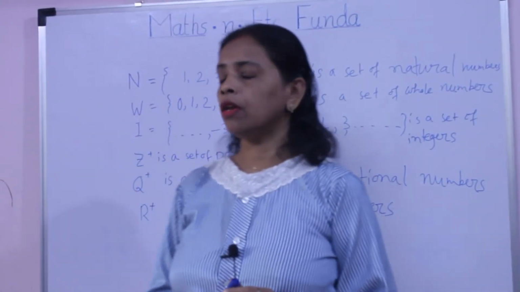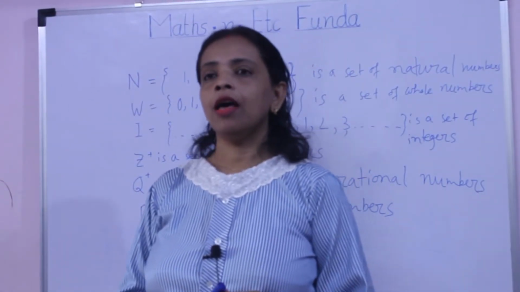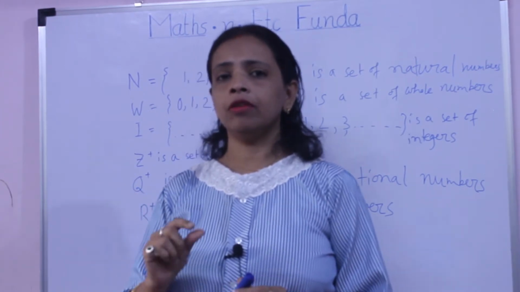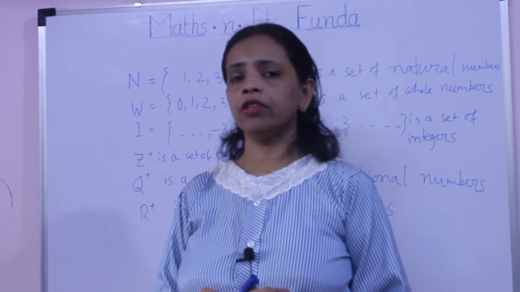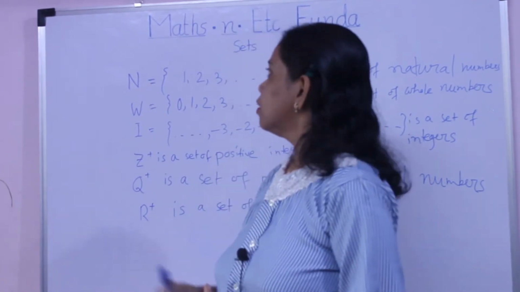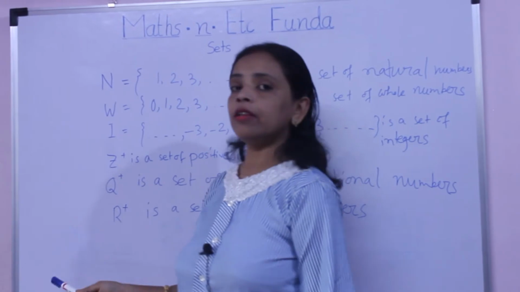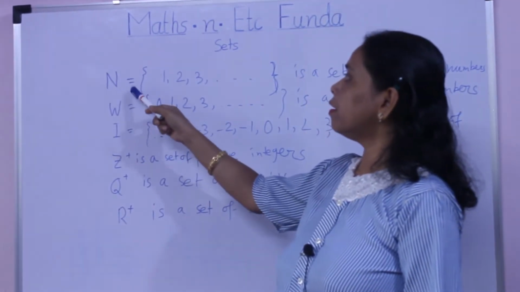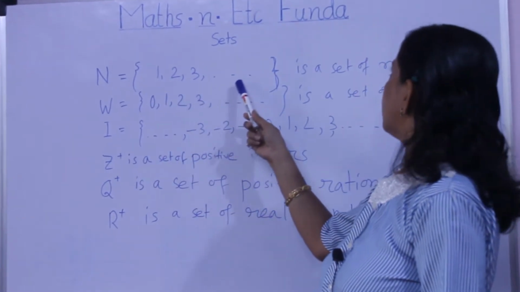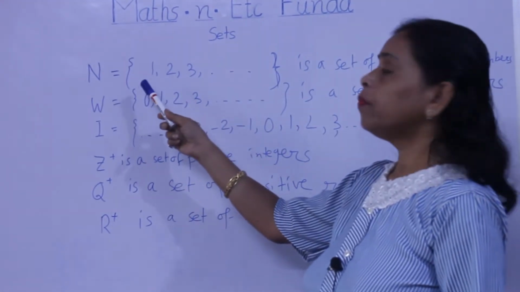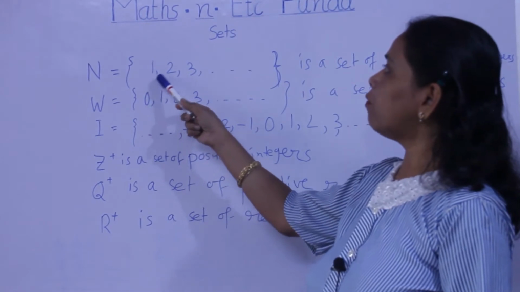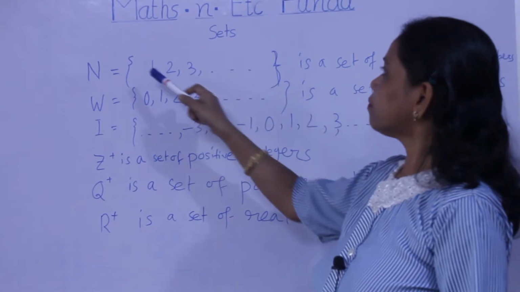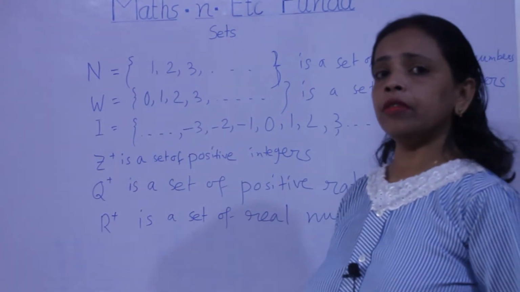Now let me give you some examples of sets for your better understanding. We write sets using capital letters, and the elements of a set we write using small letters of the English alphabet, okay? So here some examples are given. Capital N represents set of natural numbers. We know set of natural numbers is like 1, 2, 3, and it is represented within curly braces.